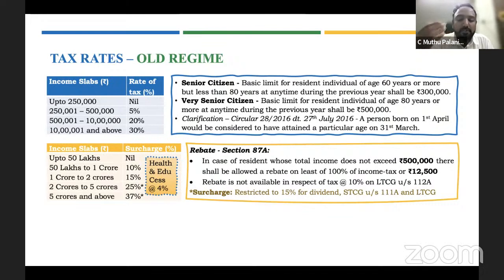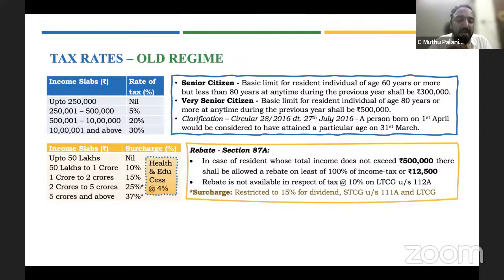And we also have a concept of rebate where when your income is up to 5 lakhs, you get 100% rebate. So if your income is even 5 lakh 100, you don't get rebate. So the rebate is applicable only for individuals whose income is up to 5 lakhs and it's not crossing 5 lakhs.